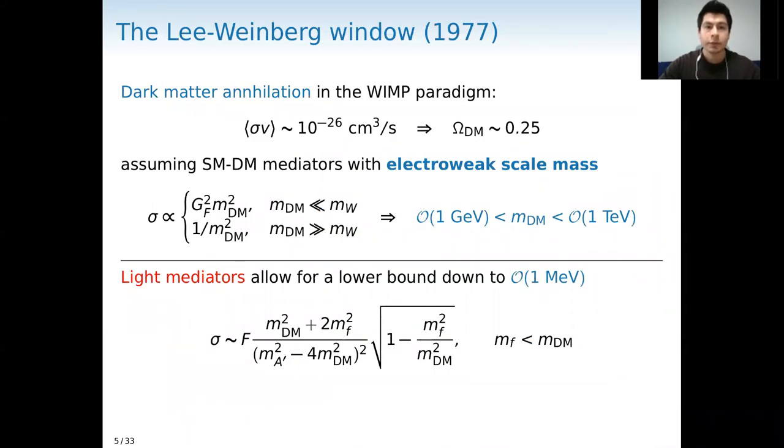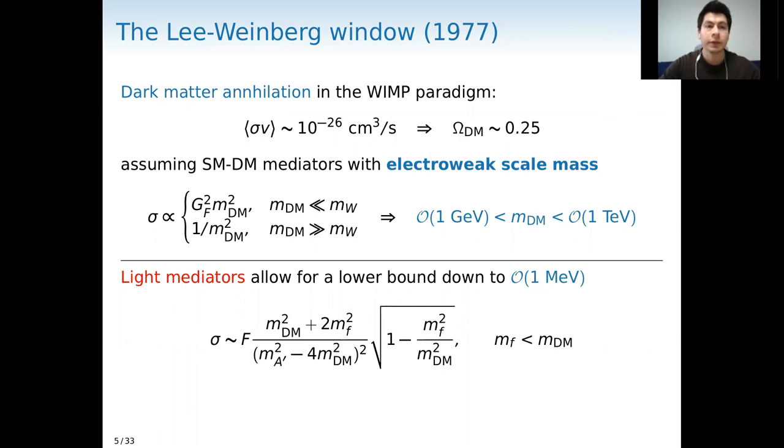To explain why most of the experimental efforts have been spent in this tens of GeV window, we can talk about the Lee-Weinberg window or limit, whatever you want to call it. This is because dark matter annihilation plays a central role in the origin of the relic density of dark matter. In the WIMP paradigm, we need a velocity-averaged cross section of 10 to the minus 26 centimeters cubed per second. This is to obtain a density of dark matter close to the 25% that I showed you we can get from the CMB.